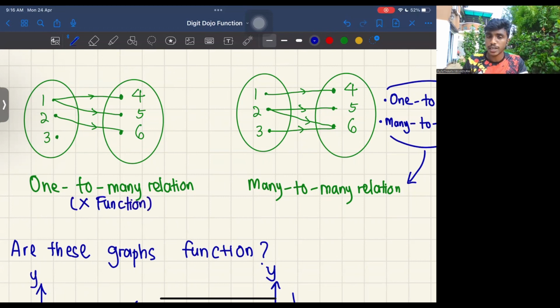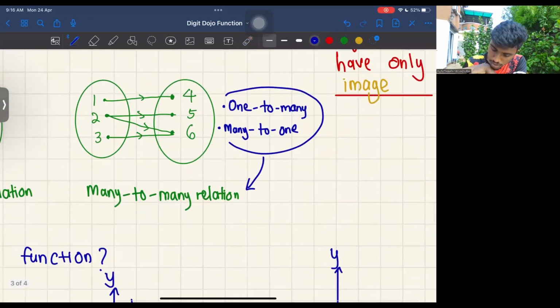Because an object can only have one image. One image. If it's the same with another object, it also can, but it must only have one image. So this one, object 1 is having more than one image. It's not a function. And obviously this one is also not a function, because 2 is having 5 and also 6, more than one image. So it's not a function.